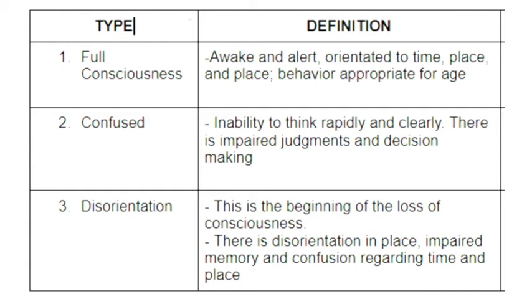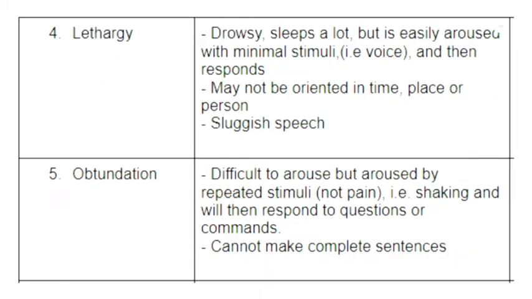So this is the beginning of the loss of consciousness. There is disorientation in place, impaired memory, and confusion regarding time and place. Next, we have lethargy. The patient in this level of consciousness is drowsy. The patient also sleeps a lot but is easily aroused with minimal stimuli such as voice and also responds. The patient may not be oriented in time, place, or person. The patient will also exhibit a sluggishness of speech.